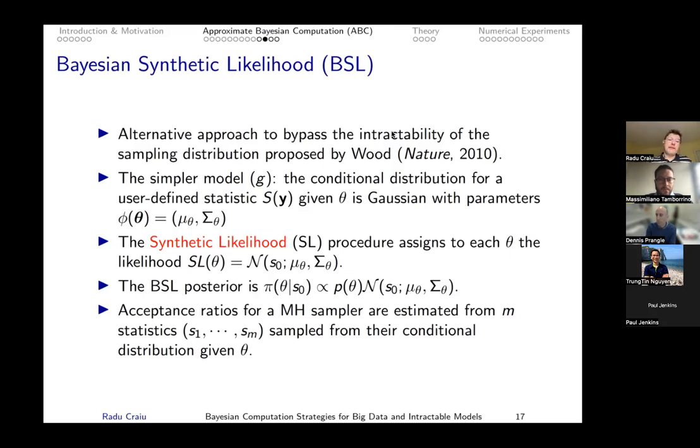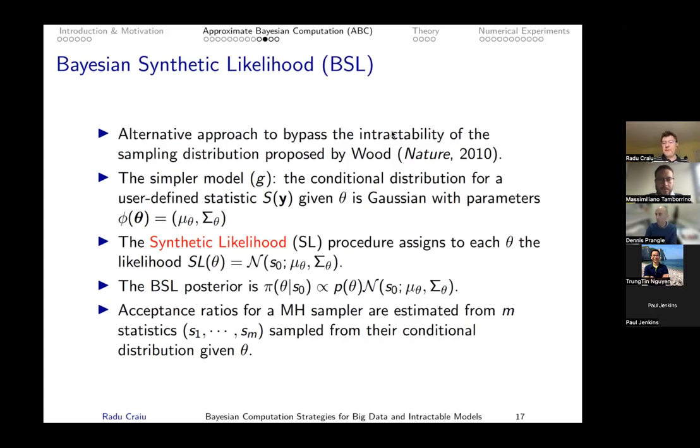So we assume that the conditional distribution for the user-defined statistic S given theta is Gaussian with parameters phi, which in this case are mu and sigma, the parameters of a Gaussian, right? And the synthetic likelihood associated with theta will be the density of a normal with these parameters, mu and sigma, calculated at the observed value of the statistic. And once you have a synthetic likelihood, you can also define a BSL posterior.